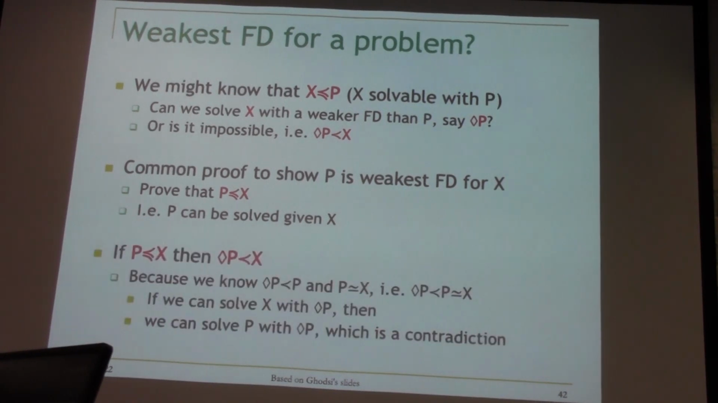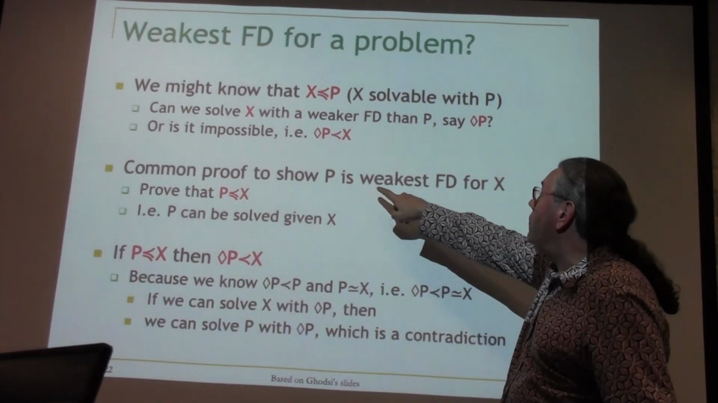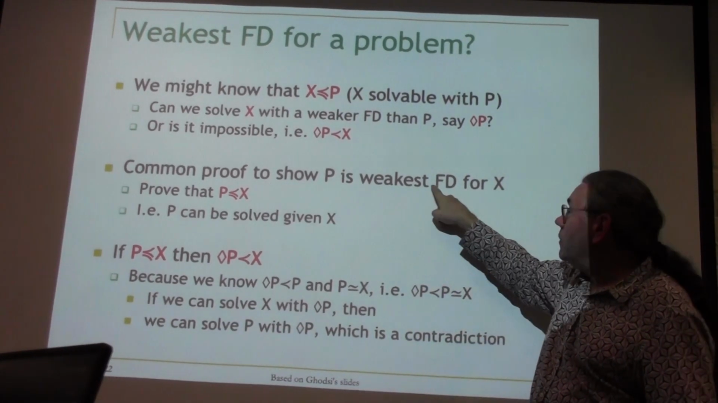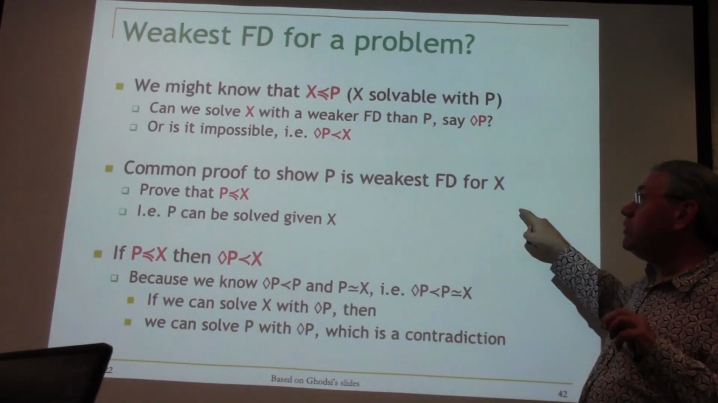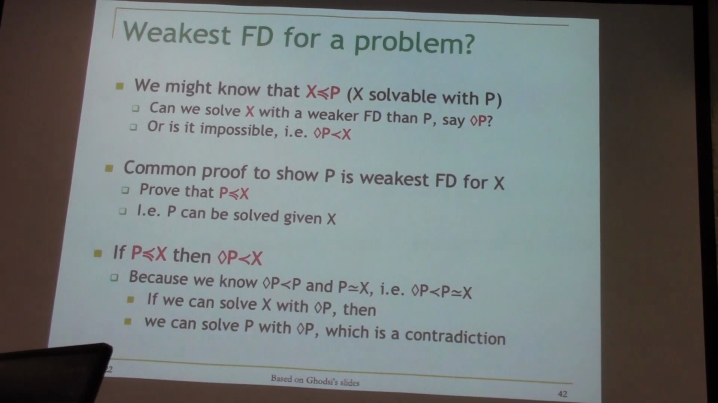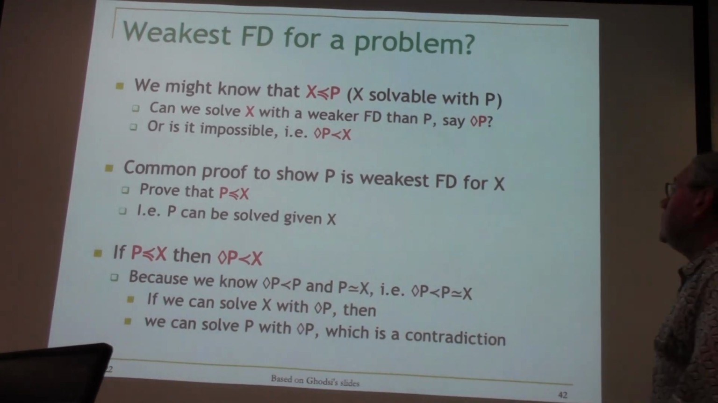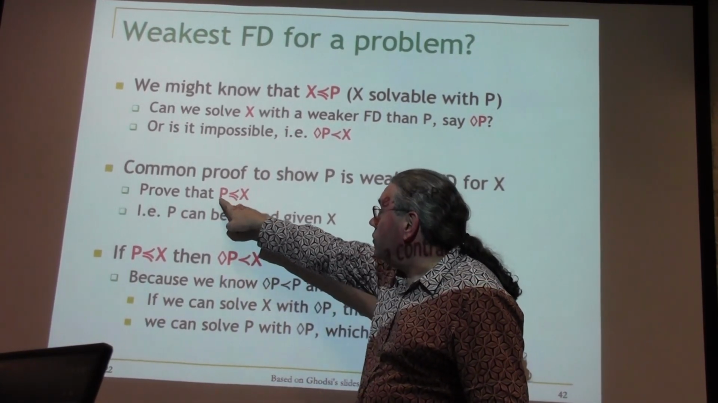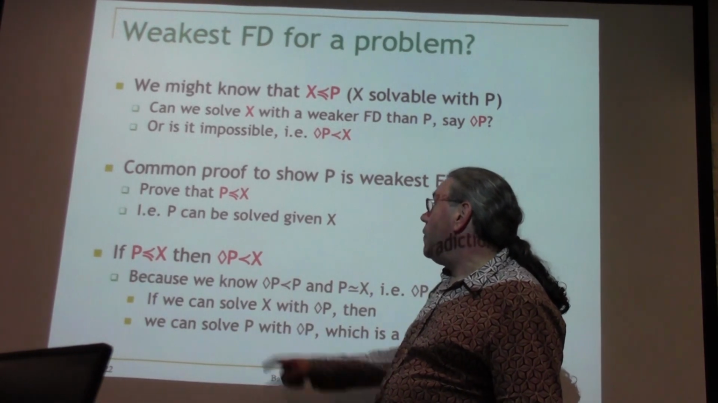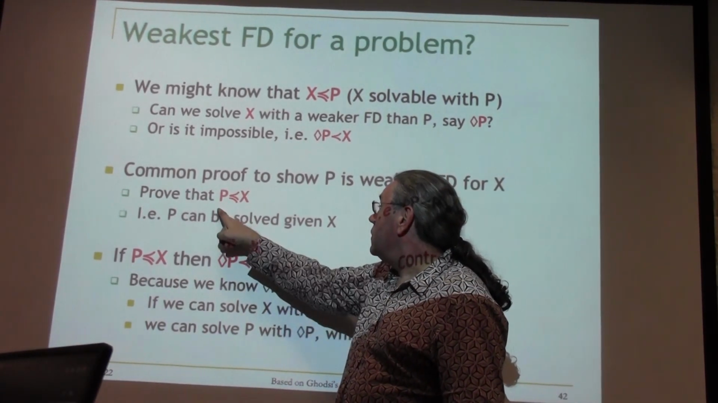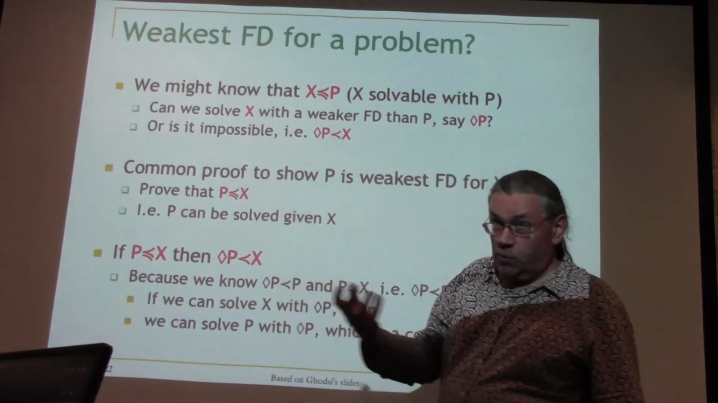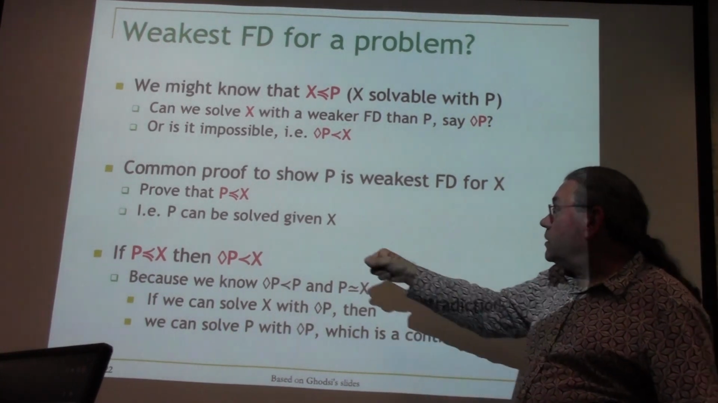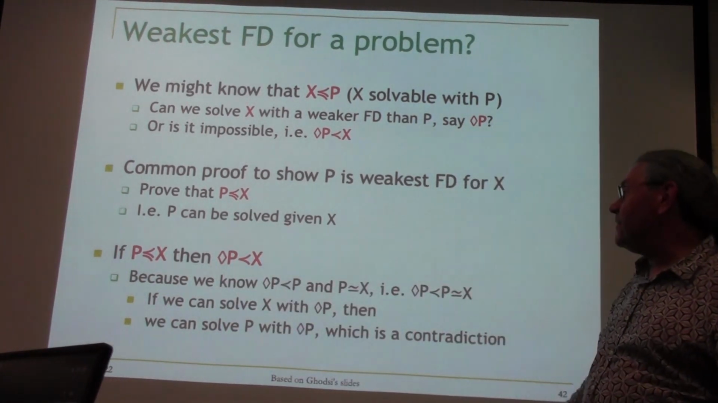Okay, to show that, let's say that X really needs P, okay? And so P is the weakest. X will not run on a weaker one. It needs the strength of P, okay? If we prove that X can be used to solve P, then what that means is that given an X we can solve P. That means that we really need P, that means P will be the weakest, okay?